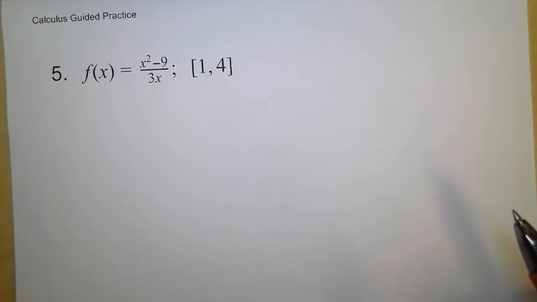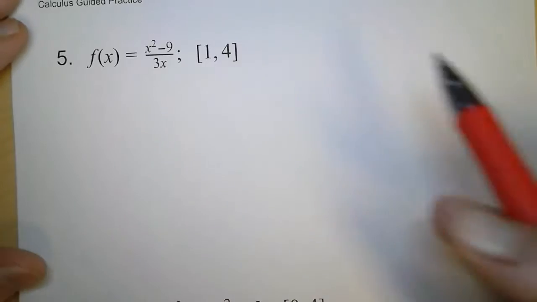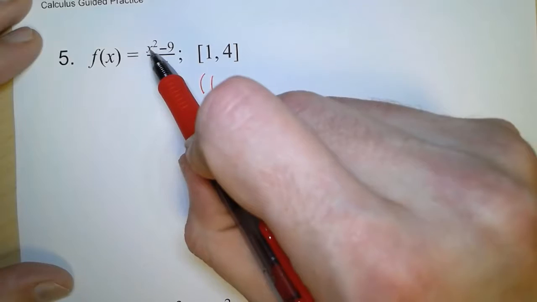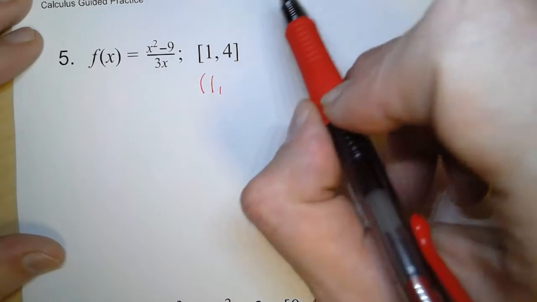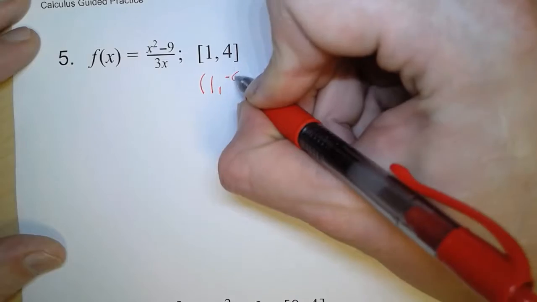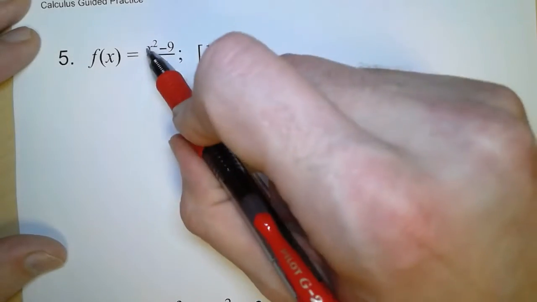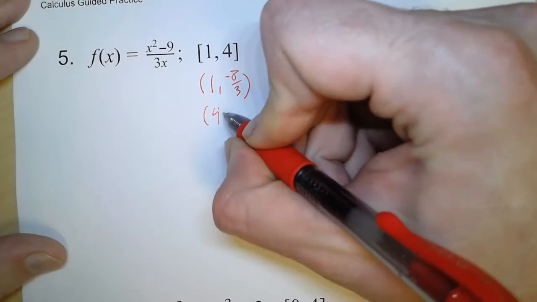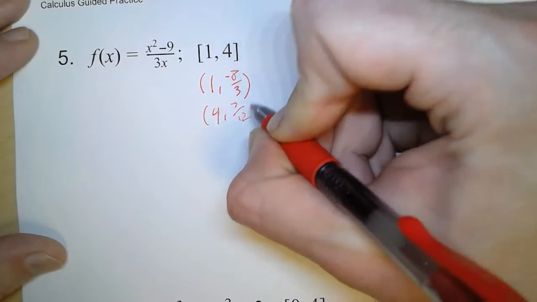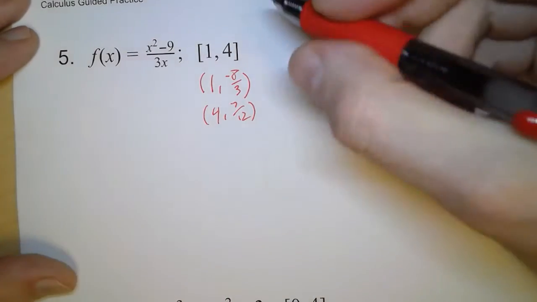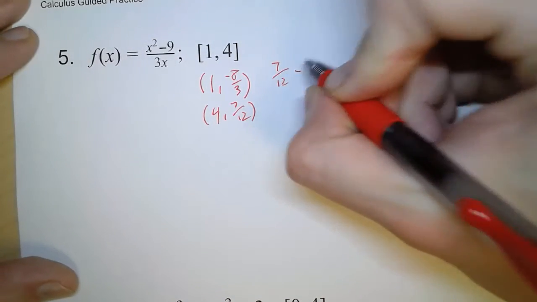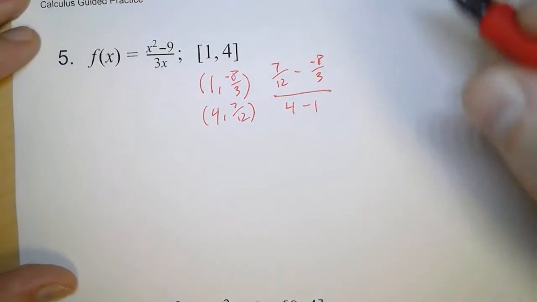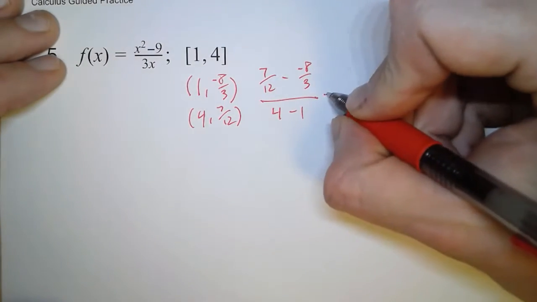So now looking at number 5, we have the interval of 1 to 4. So for our endpoint 1, when we plug in 1, we get 1 minus 9 is negative 8 over 3. So negative 8 thirds. And then 4: 4 squared minus 9 is 7, over 3 times 4 is 12. So 7 over 12. So to find our slope here, we have 7/12 minus negative 8 thirds all over 4 minus 1. So we've got a little bit of a fraction within a fraction here.